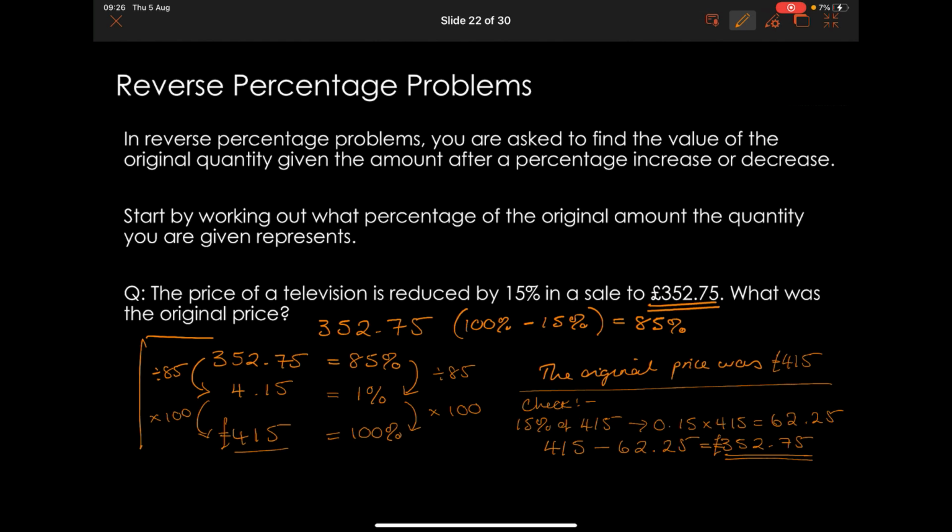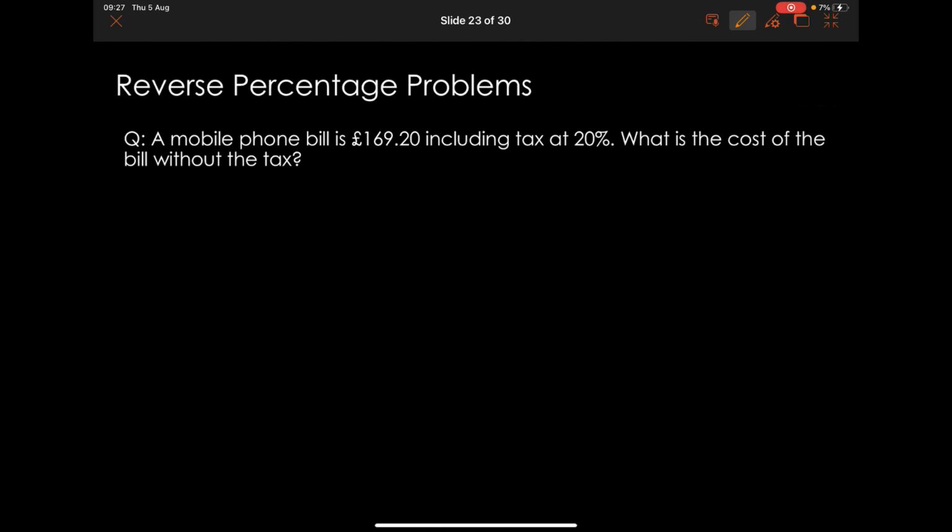Okay, but this is the main thing you need to remember. You need to divide by the discounted percentage, and then times by 100. Remember, it's not this amount. We're not finding 15% of £352.75. We're saying that this is the price after the reduction, and we've got to work out how much the price was originally. Right, let's do another one.